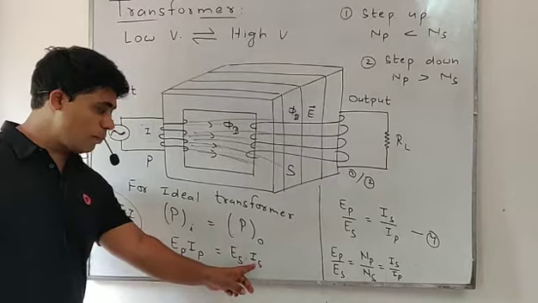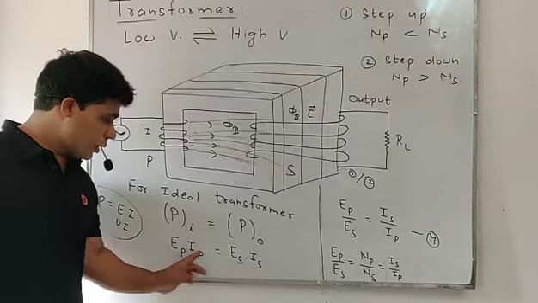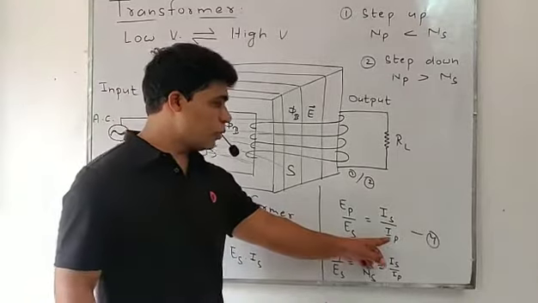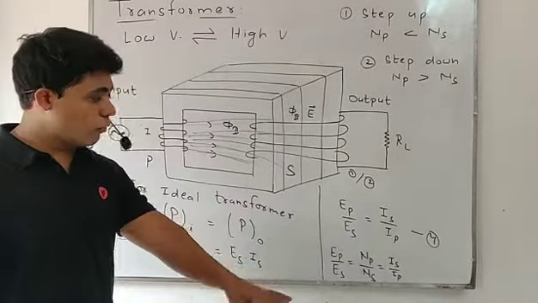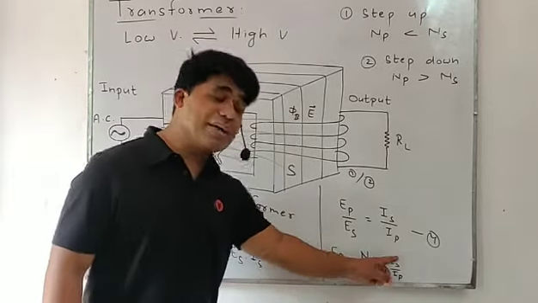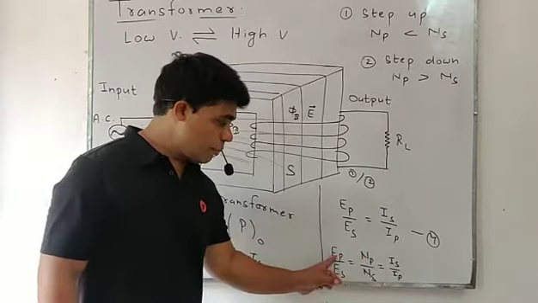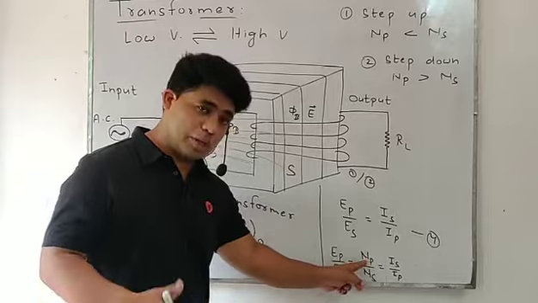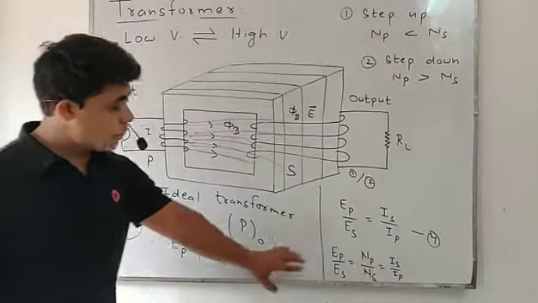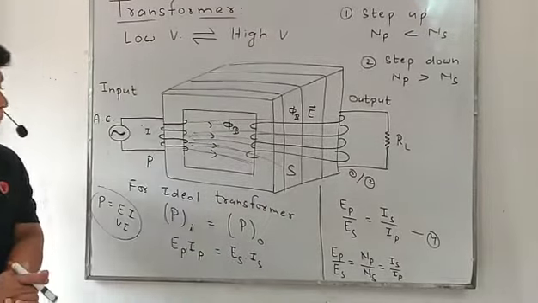ES is the EMF of the secondary coil and IS is the current of the secondary coil. So EP divided by ES equals IS divided by IP. From the third and fourth equations, what will we get? EP upon ES equals NP upon NS equals IS upon IP. That is the EMF of the primary coil, the number of turns of the primary coil, and the current of the secondary coil. Okay, so this is our final main equation.